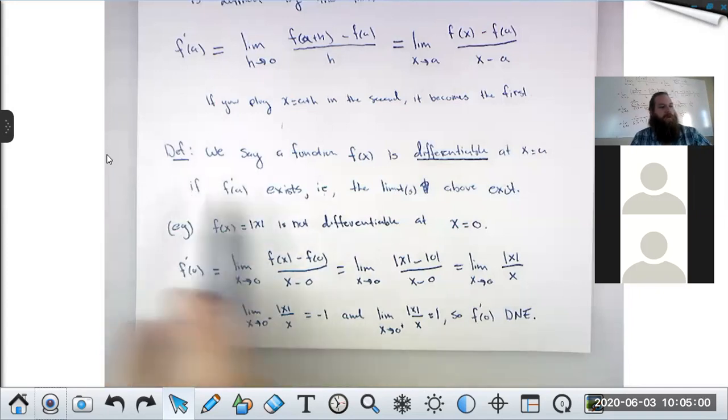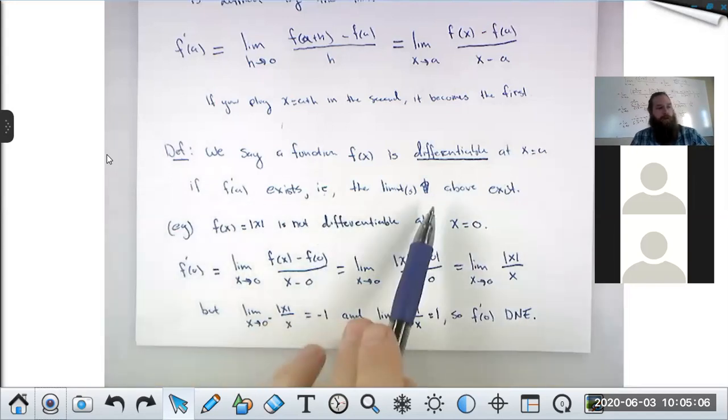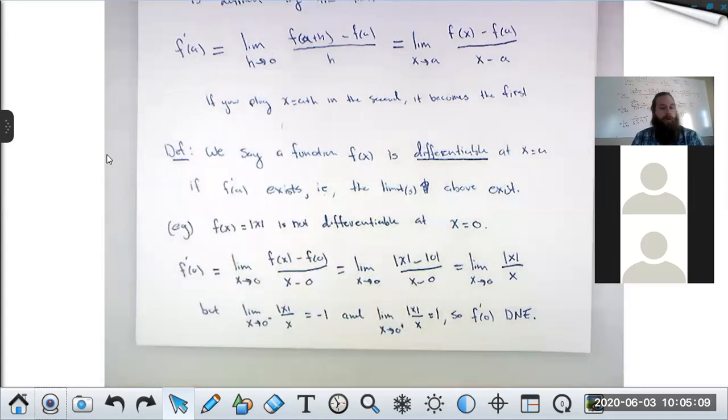Our definition here: a function is differentiable at the number a if f primed of a exists, that is, if the limit defining f primed of a exists. And it's possible for that to fail. The absolute value of x is an example of a function for which that definition fails at 0. Everywhere else, absolute value of x is differentiable, but at 0 it's not. Why is it not differentiable at 0? Because f primed of 0 would be this limit, but this limit does not exist because the left limit and the right limit are not the same. So any questions about the definition or example there?